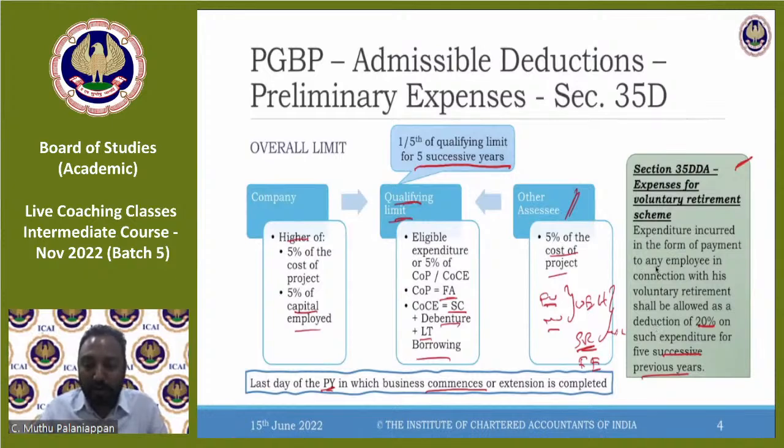Akash Neil, is it then the lower of eligible expenditure or... yeah? The actual limit which can be claimed as preliminary expenses is your eligible expenditure or 5% of cost of project or cost of capital employed, whichever is lower.